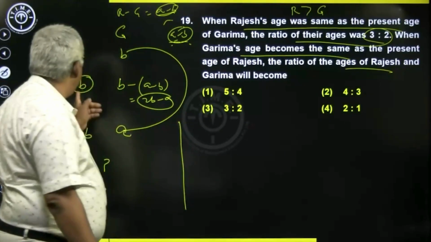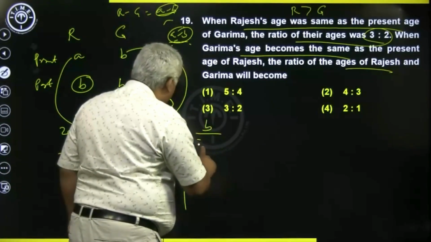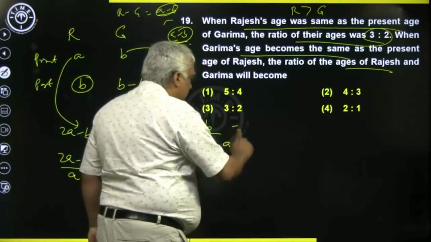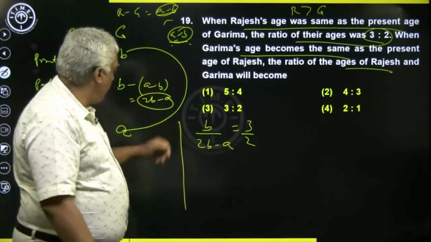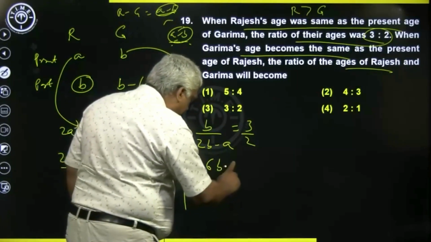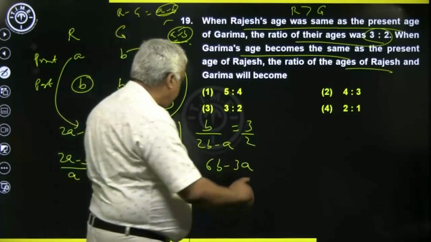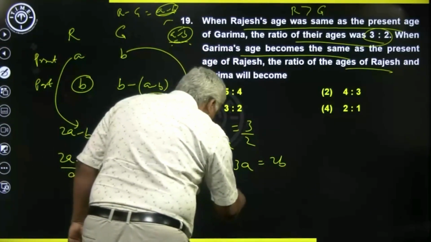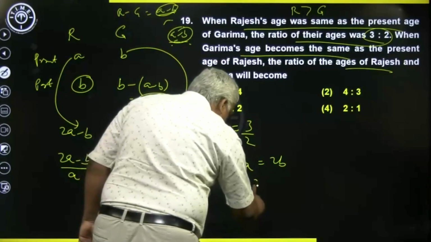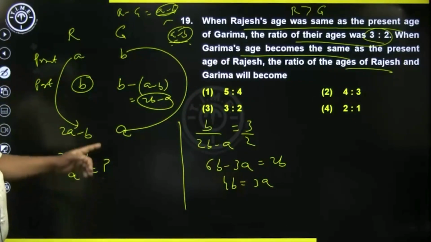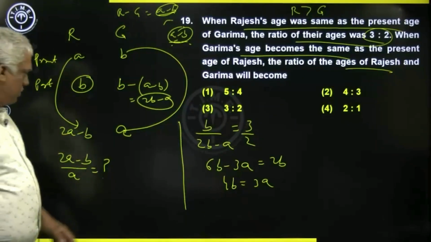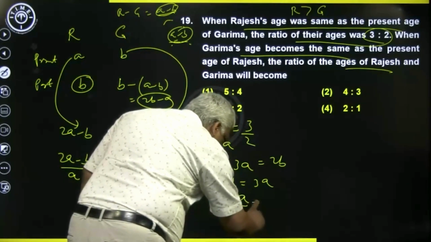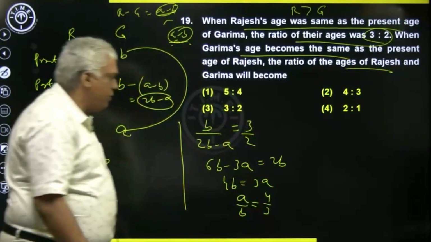So we have B by 2B minus A, which is already given as 3/2. If you cross multiply, we have 6B minus 3A equals 2B. Bring 2B to this side, so 4B equals 3A. So A by B is 4/3, A by B is 4:3.